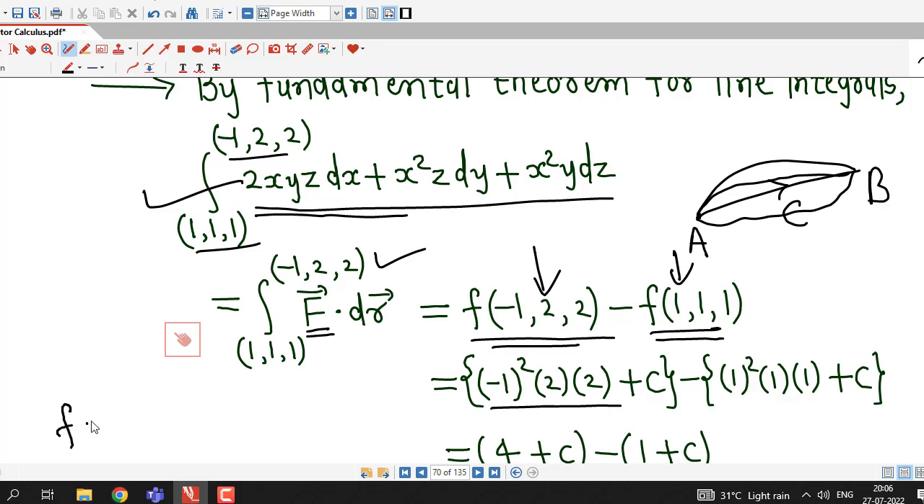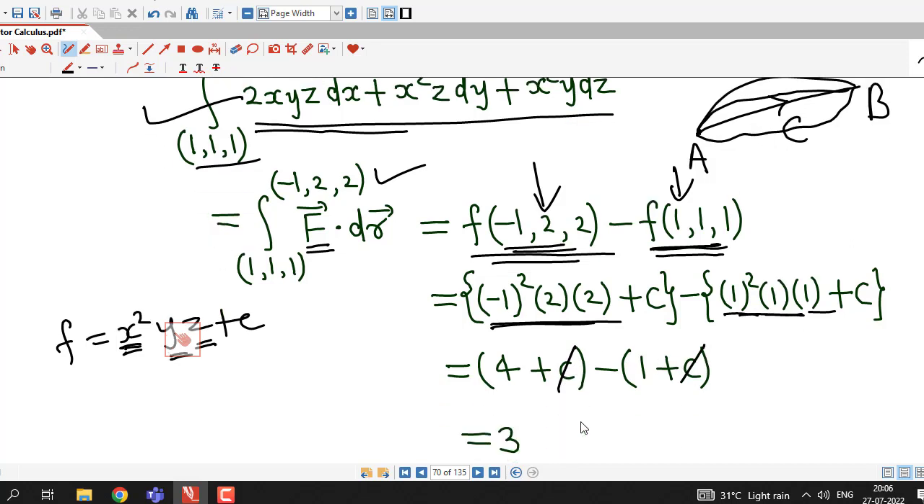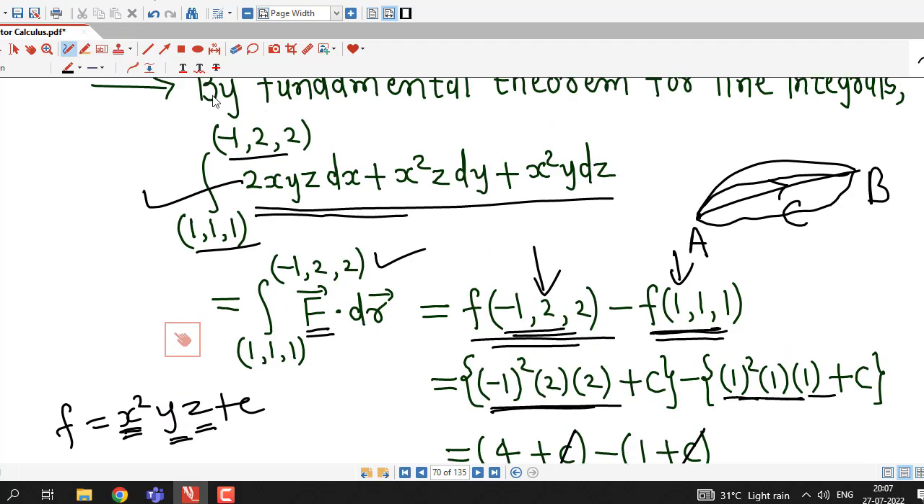Our function f is x squared times yz plus c. So first we put x equal to -1, y equal to 2, z equal to 2, plus c, and minus the value of the function at (1, 1, 1). So 1 squared times 1 times 1 plus c. This is 4 plus c, this is 1 plus c, and we have to take the subtraction, so c will cancel out, and we obtain that the line integral has value 3.